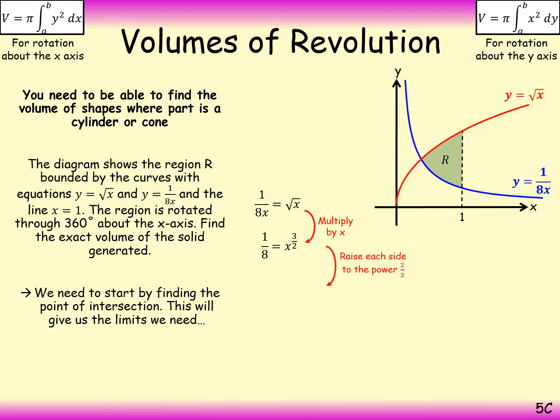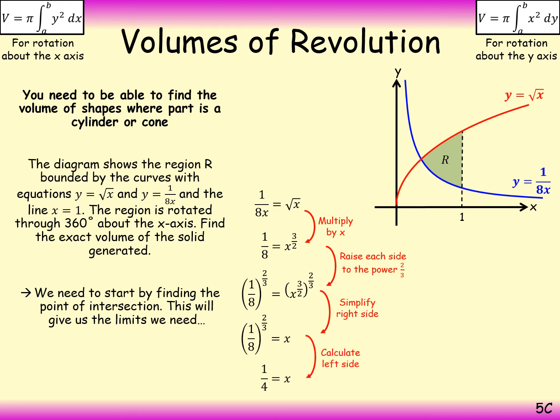We could just substitute one into the other, because y equals y. And then if we solve for this, we could work out the x value, which is just a quarter. And we knew it had to be less than 1, because 1 is here.